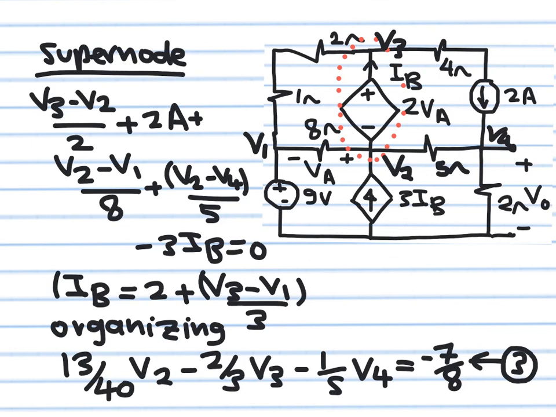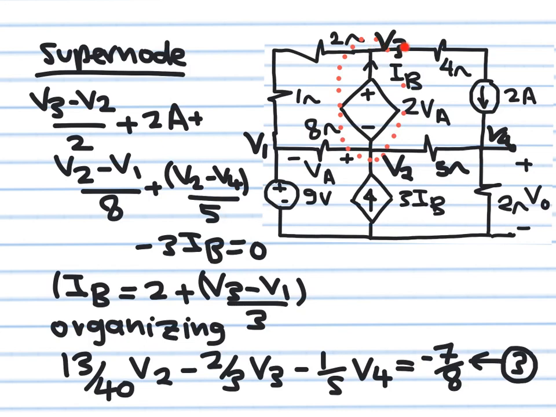Okay, so I proceed here. I use this super node. The super node is here. So I enclose that voltage source, which is connecting two internal nodes, by this super node. I'm going to say the sum of all currents flowing out from this super node is equal to zero.